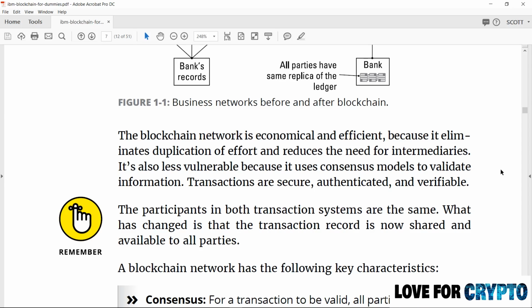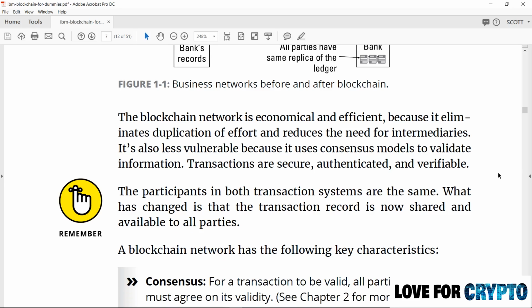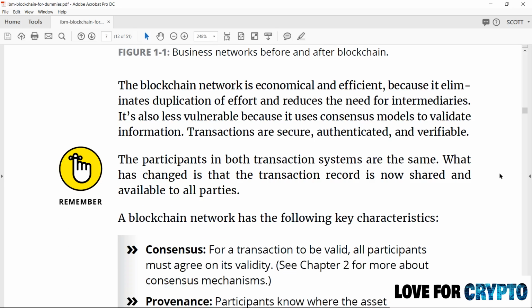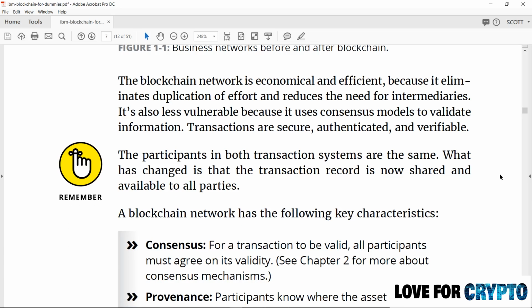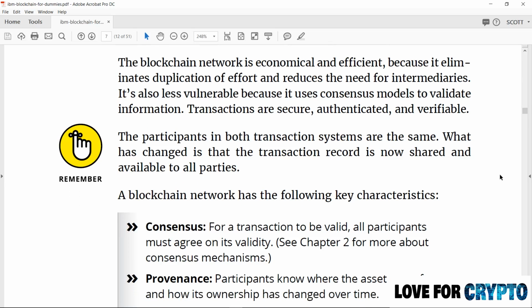The blockchain network is economical and efficient because it eliminates duplication of effort and reduces the need for intermediaries. It's also less vulnerable because it uses consensus models to validate information. Transactions are secure, authenticated, and verifiable. The participants in both transaction systems are the same. What has changed is that the transaction record is now shared and available to all parties.